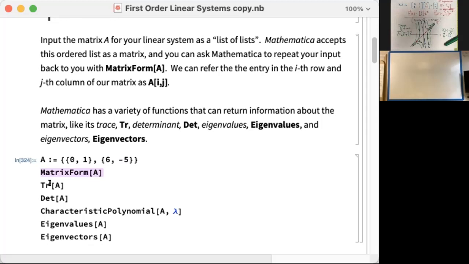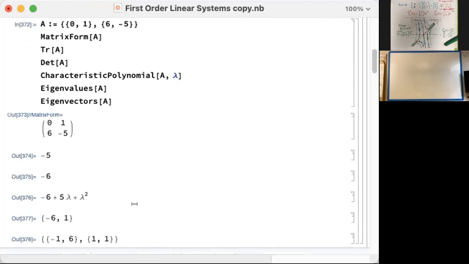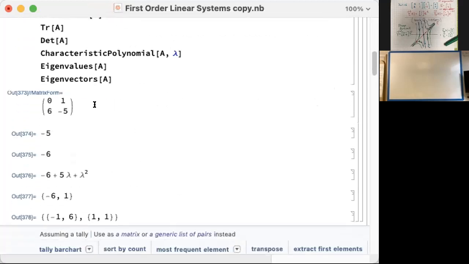Mathematica has built-in commands called trace and determinant, but it writes them Tr and Det. Notice the capitalizations and the square brackets. This special polynomial we created is called the characteristic polynomial of the matrix, and Mathematica knows how to calculate that: lambda squared minus trace lambda plus determinant. Then lastly, Mathematica knows how to do eigenvalues and eigenvectors. So I hit the button and I just get it all at once, right?